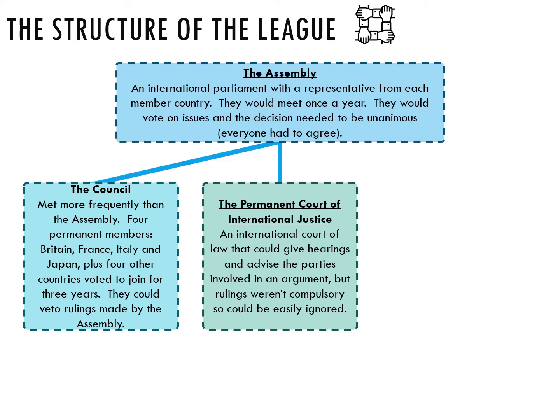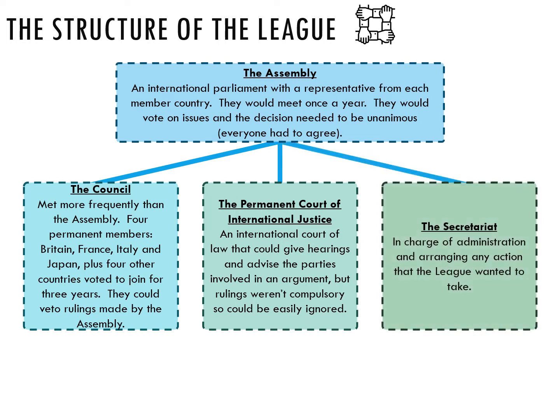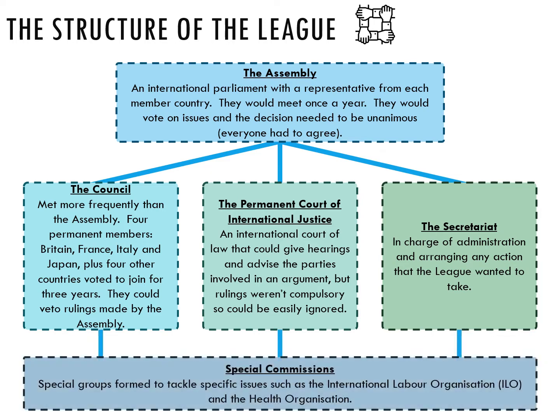You also had the Permanent Court of International Justice, and this was an international court of law that could give hearings and advise the parties involved in an argument. But again, these rulings were not compulsory, so they could be ignored. And the Secretariat were in charge of administration. They were kind of like the civil service. They ran the administration of the League and organised any non-military action that the League decided to take.